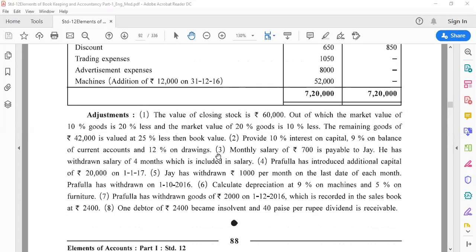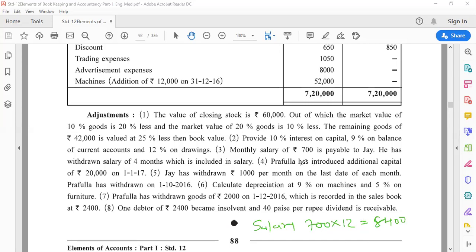Now adjustment number 3. Monthly salary of 700 is payable to Jay and he has withdrawn salary of 4 months, which is included in salary, right? So for that, tomorrow we'll see which kind of effect should be given. But here monthly salary of 700. So here one small calculation you can make for salary, 700 into 12. Total salary of Jai is 8400. I hope it is clear.